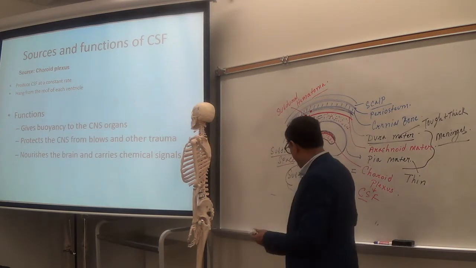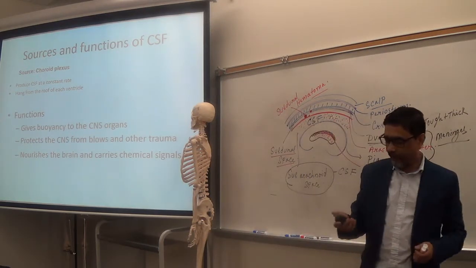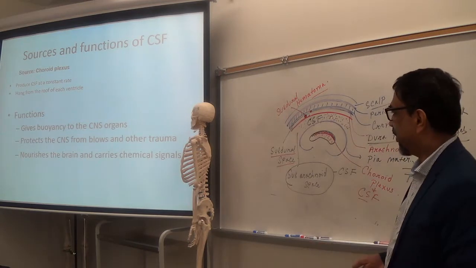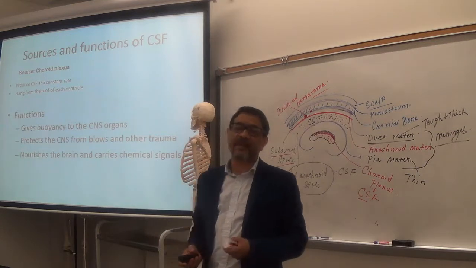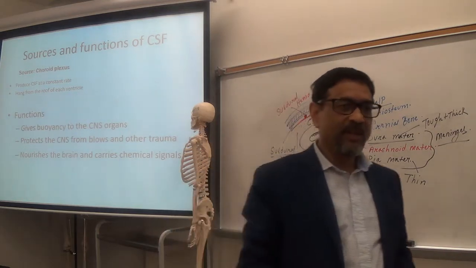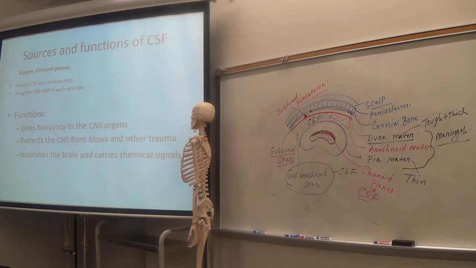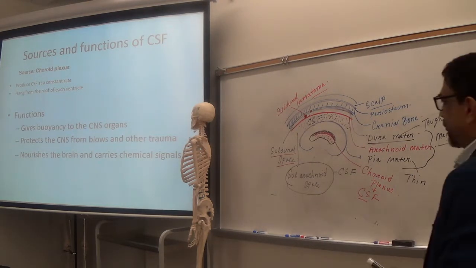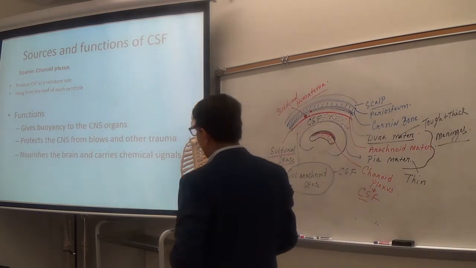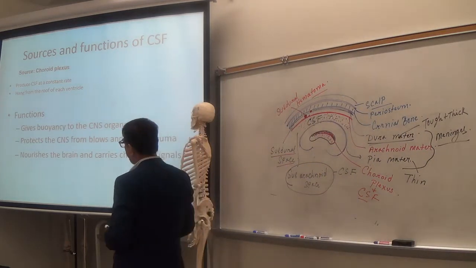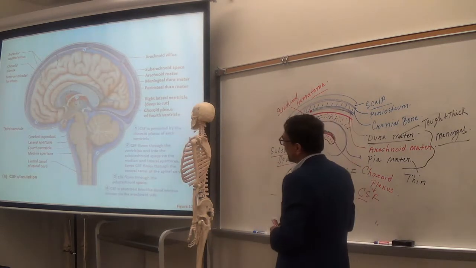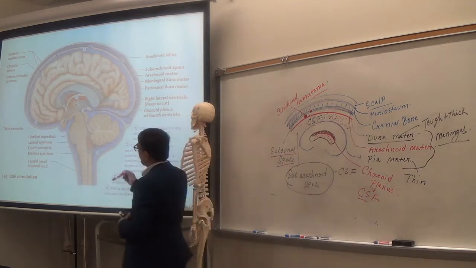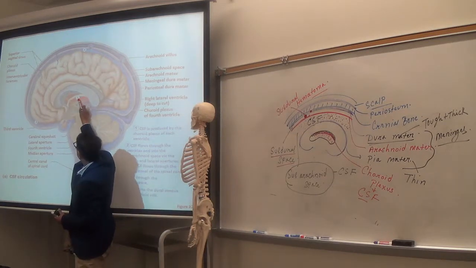Cerebrospinal fluid, number one, gives protection that I have mentioned. Also, cerebrospinal fluid has glucose and other nutrients, so it helps to keep the brain healthy. Okay? And so it nourishes the brain and also carries some chemical signals. This is the choroid plexus.